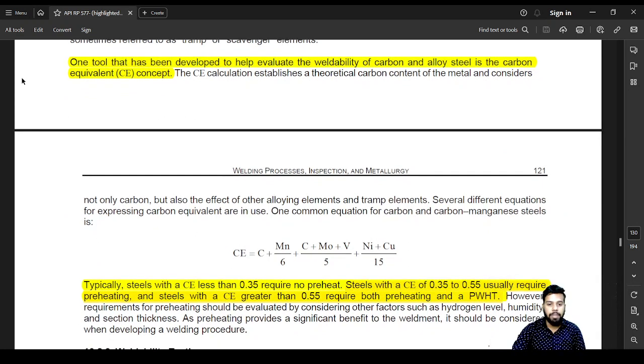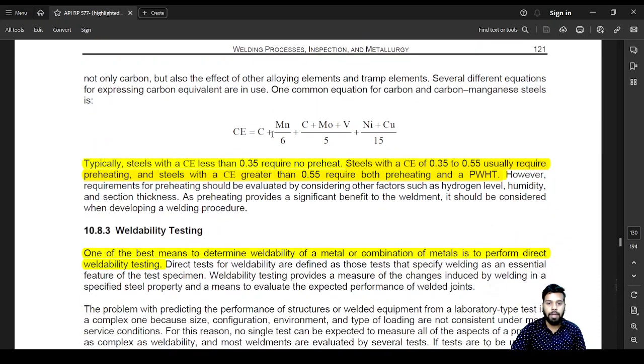So this is carbon equivalent. The percentage of carbon plus percentage of manganese present in the metal divided by 6, plus percentage of chromium, molybdenum, vanadium divided by 5, plus percentage of nickel and copper divided by 15. Once you solve all of this, you'll get the carbon equivalent. If the carbon equivalent is less than 0.35, then it is readily weldable. That means no need for preheating or post-weld treatment. But if the carbon equivalent is greater than 0.35, then it will generally require preheating if the carbon equivalent is between 0.35 and 0.55. If it's greater than 0.55, then both preheat and post-weld heat treatment are required. Okay.